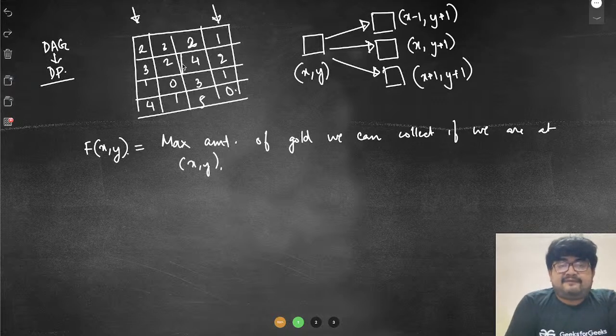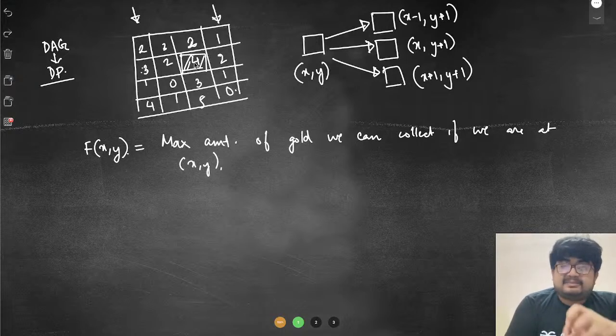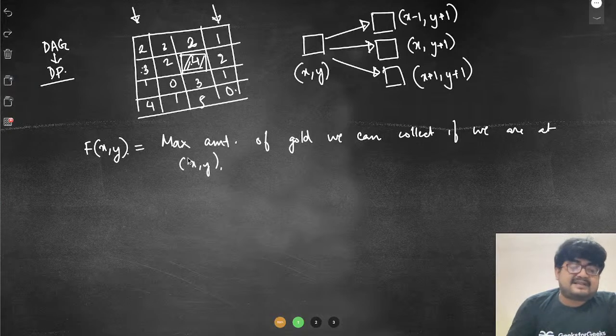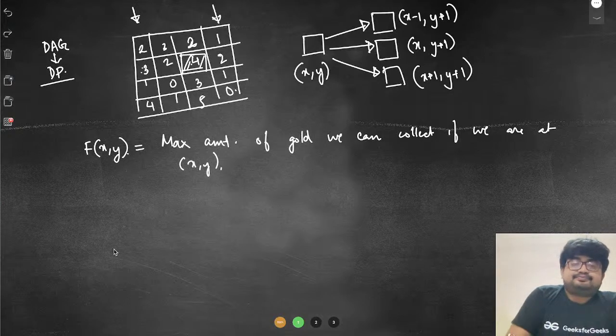For example, what is the x comma y value for this cell? x will be the row and y the column, so this cell is 1 comma 2. What is the maximum amount of gold we can collect if we are standing at this cell and we do the moves? That is, we can move to this or this, and like that we continue the moves. What is the maximum amount of gold that we can collect? That is f of x comma y.